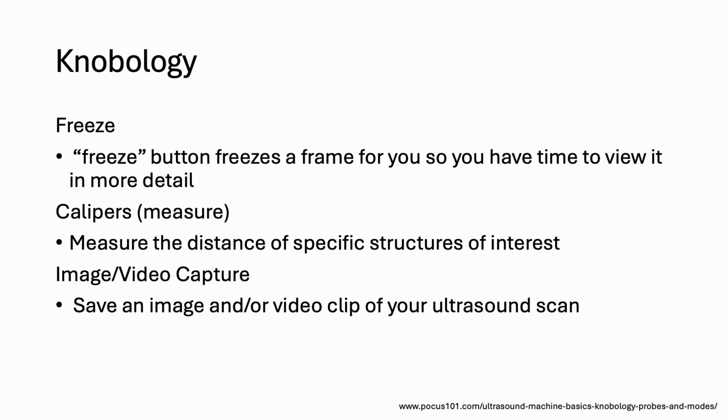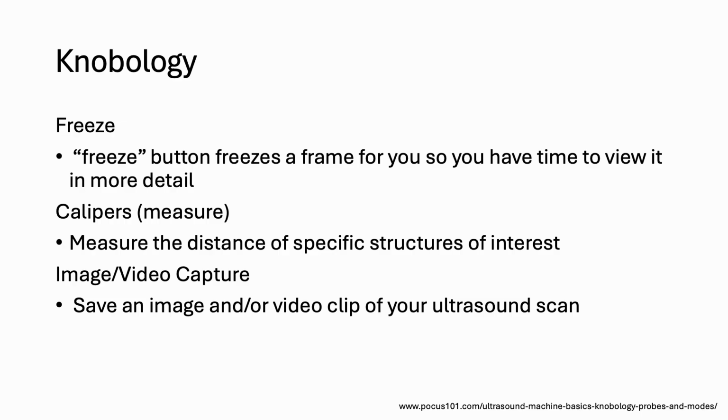So this is often what we'll do to freeze the image to either get measurements when we get a femur length, or when you're measuring the abdomen of the baby or the head circumference, you'll freeze it and then you can do the measurements. So the calipers are what is used to measure different structures. So this you would use to measure the femur length or the head circumference or the biparietal diameter.